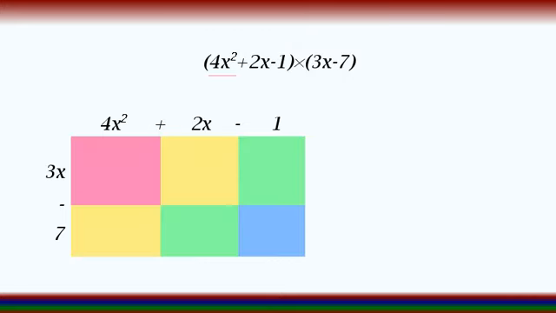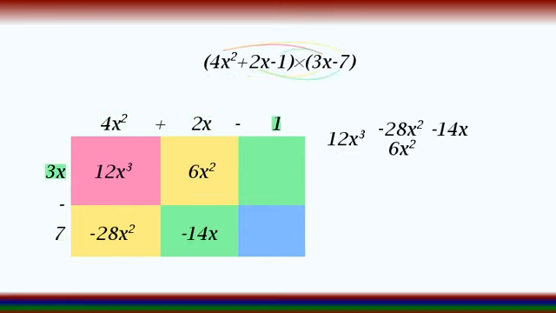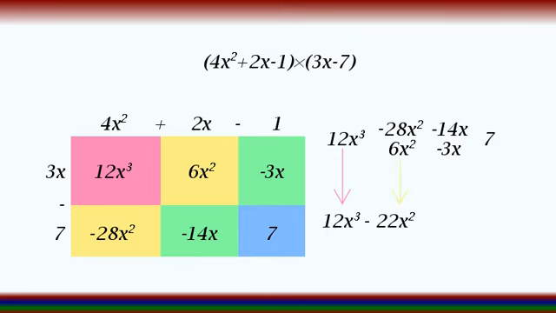We've seen several times that the process is just multiply each piece in the first by each piece in the second. So we do that systematically by taking care of each piece in the first completely before moving to the next. This gives us 12x cubed minus 22x squared minus 17x plus 7.